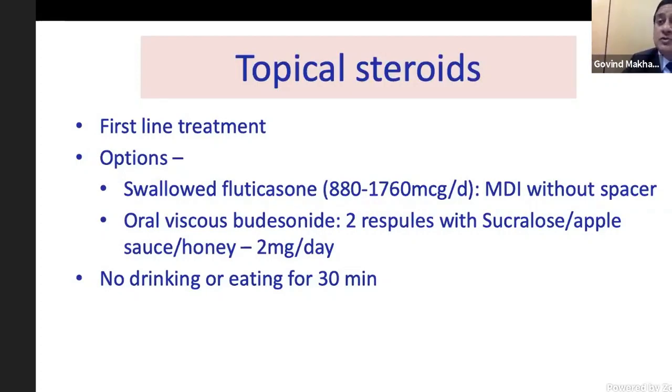Steroid therapy is given topically, and most of the data has come from children. Only a few studies have come from adults; most of the data comes from studies on pediatric patients with eosinophilic esophagitis. Multiple preparations are available. You can give fluticasone, which can be swallowed, or budesonide in the viscous form. But remember that one should not eat within 30 minutes of taking these drugs.